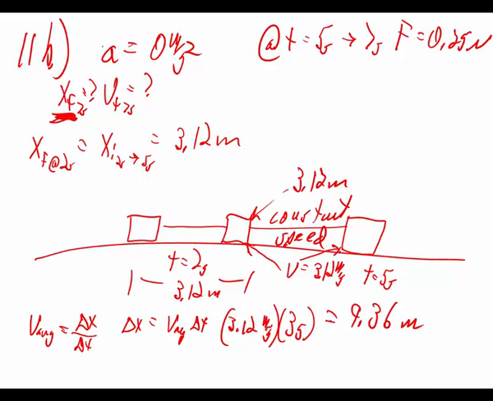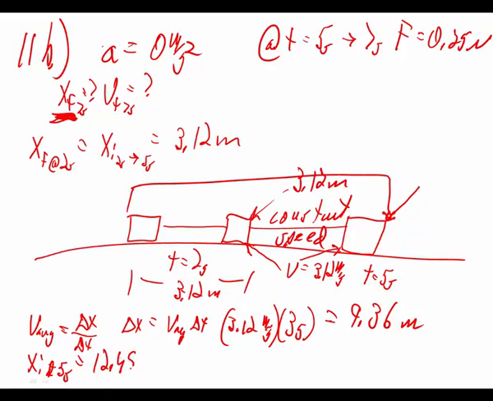All right, but now that's from here to here. We're wanting to start right here. We're wanting to know what the displacement is from here to there. It's 9.36 here, it's 3.12 there. So the x initial at 5 seconds is equal to what? 12.48 meters. So that means right here, the initial displacement is 12.48 meters, at time 5 seconds.